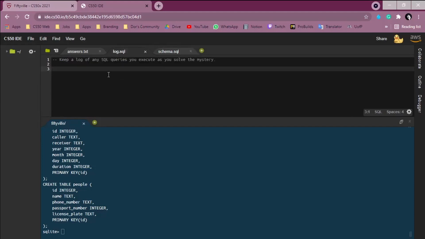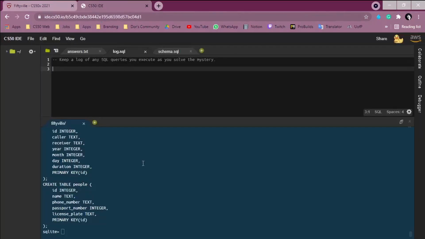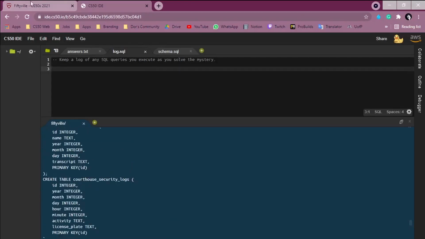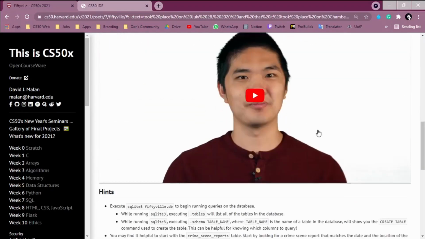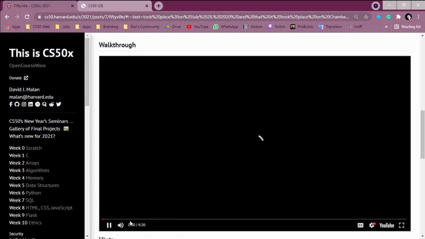So first we're going to start our problem working with the only information that CS50 gave to us, that is the duck has been stolen on July 28th in 2020 and it took place on Chamberlain Street, okay. So let's start. Where can we start our problem? If we watch the walkthrough that Brian Yu gave to us, he explained where we have to start, okay. So it's basically in here.